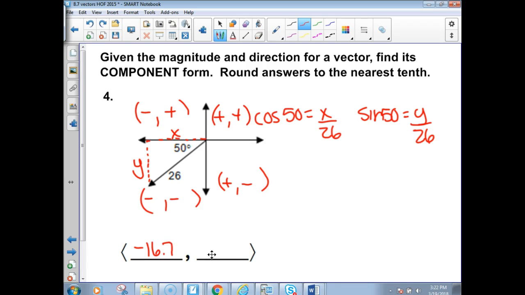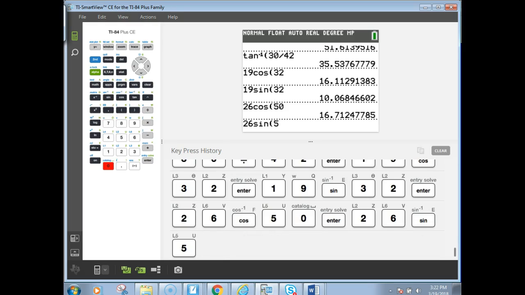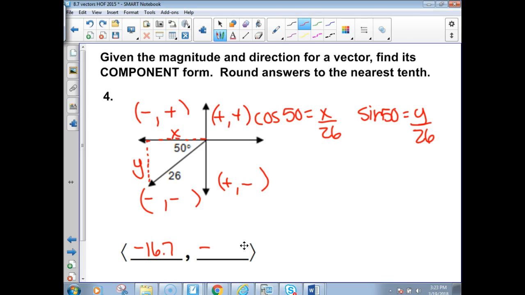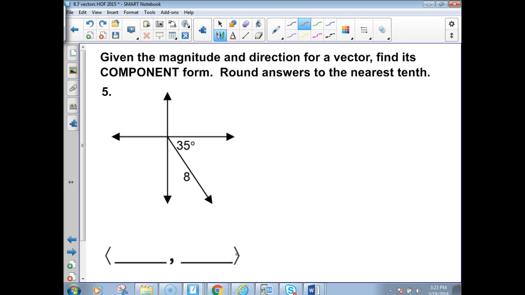All right, now the next one's going to be negative as well. I'm just going to write it down and then go ahead and calculate 26 sine 50. I got 19.9, and it would have been negative 19.9. All right, next one.